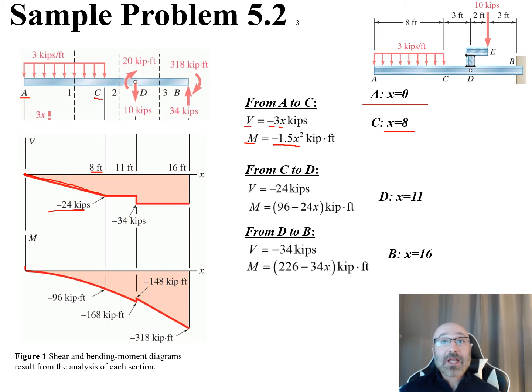And then we can plug in an 8 right here now for our moment down there. So I draw our moment, 8 squared times -1.5, that'll give us a -96 kip feet right there. So this goes like this, and then this curves up like this right here because it's a squared term, it's not linear. So that's a squared function right there.